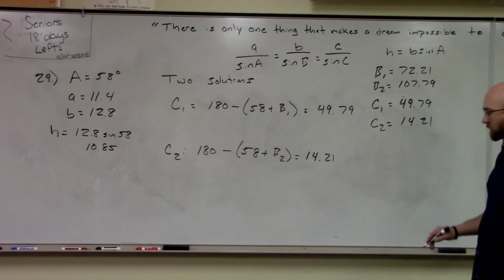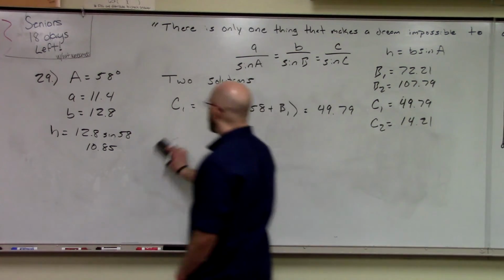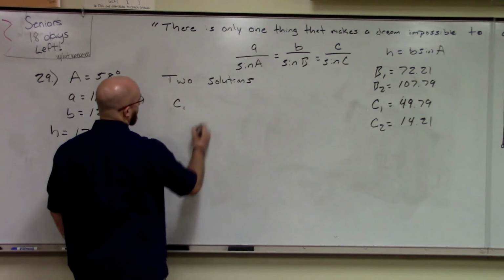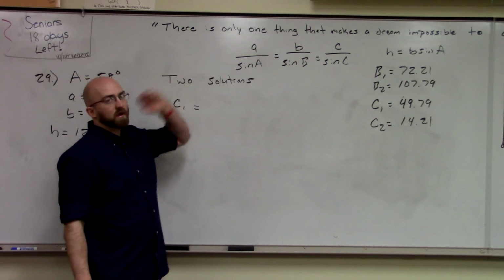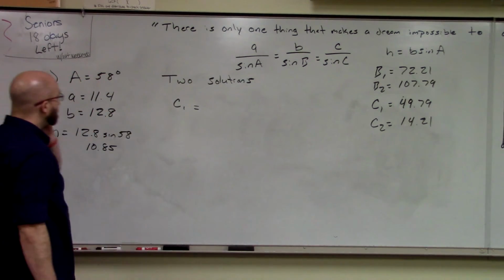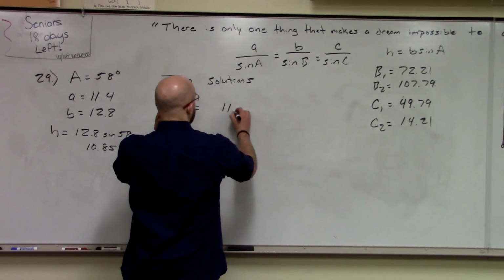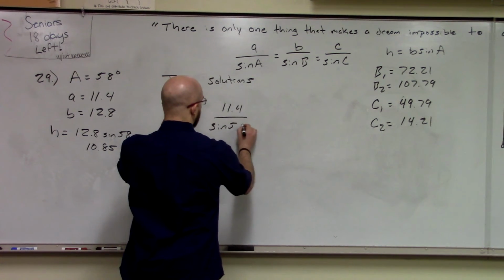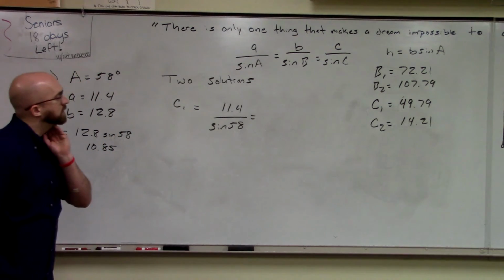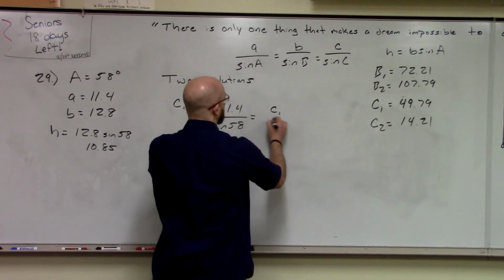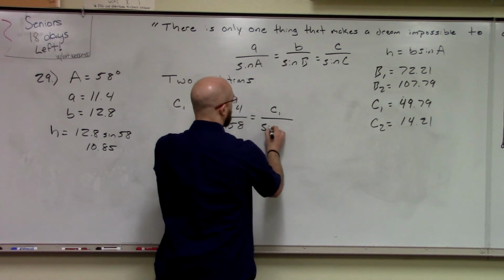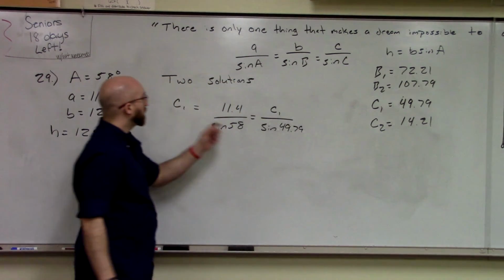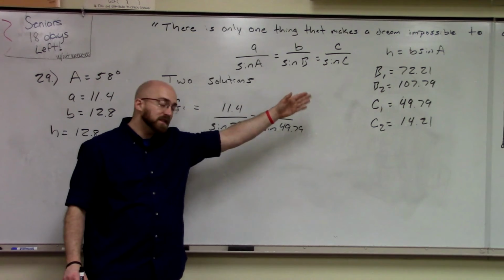We just need to find little c. For both triangles, remember we have two triangles. So little c1, and to get that, we're going to go back to our law of sines properties and just use some ratios because we have angles now. So basically, we're going to use 11.4 over sine of 58 equals little c1 over sine of 49.79. Because remember, we're solving for c1, so we're going to use angle of c1 to do it.